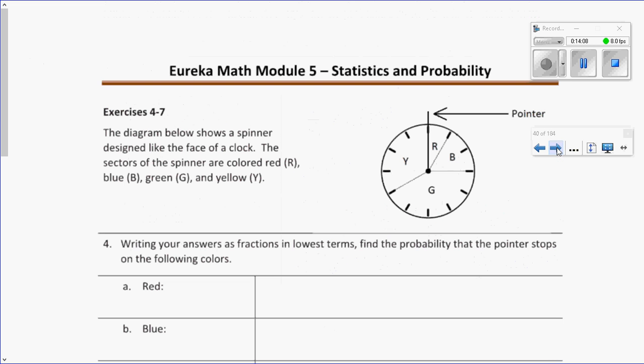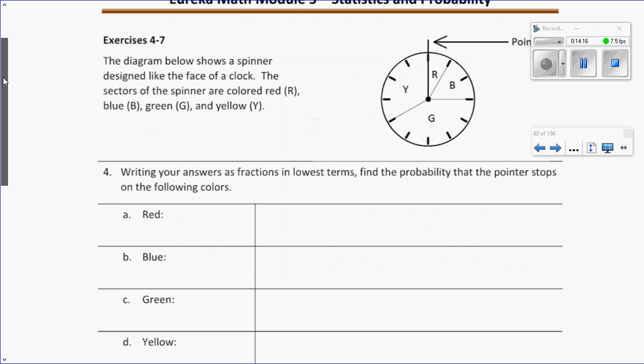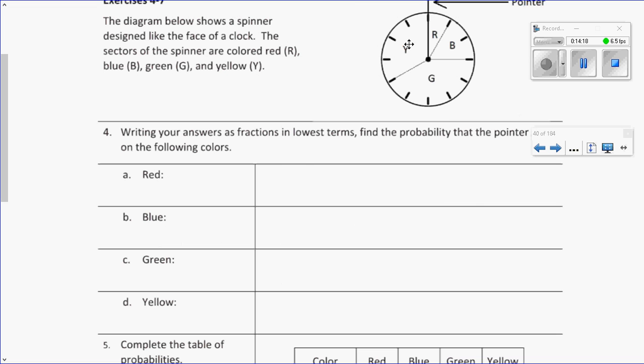The last page, page 38, is with a clock, and I want you to go ahead and do number 4 all by yourself. Pause it and try those. It's not too bad. It's like a clock, so I'll give you a hint. The denominator is 12. Denominator is 12. Good luck.